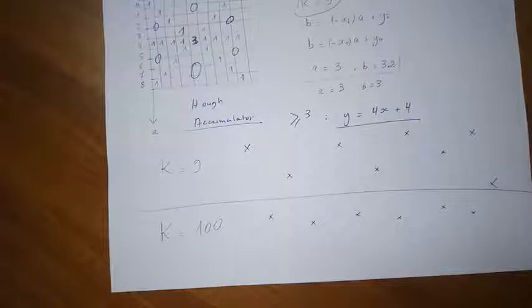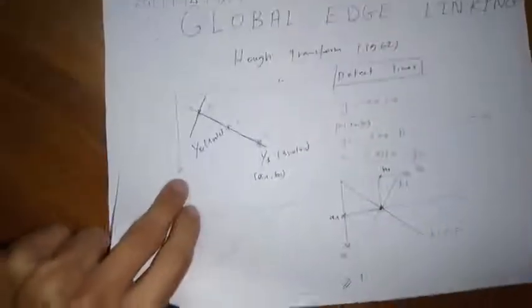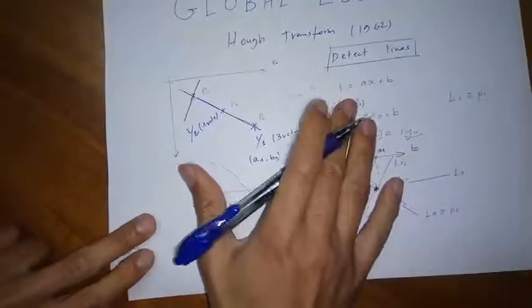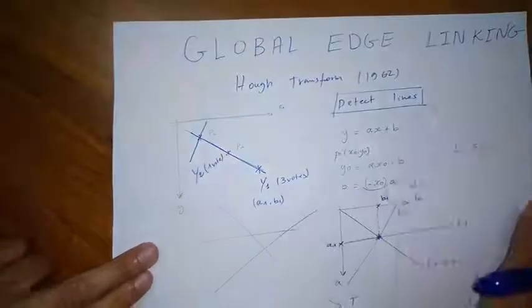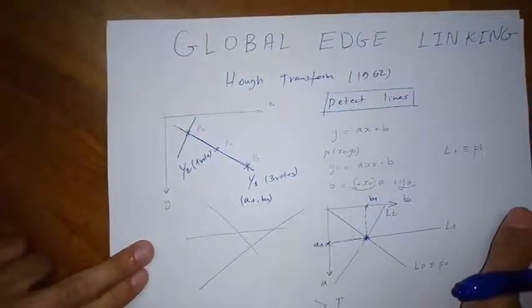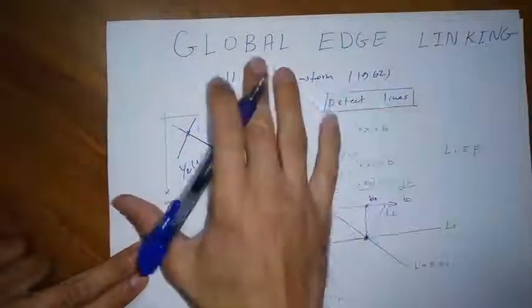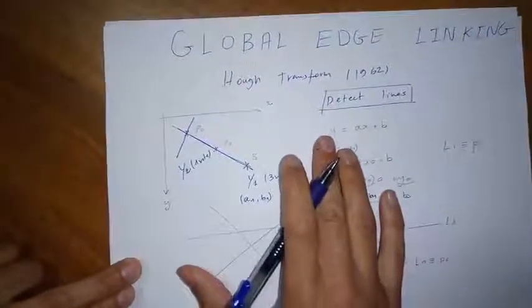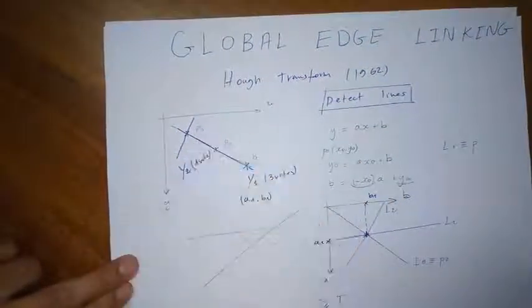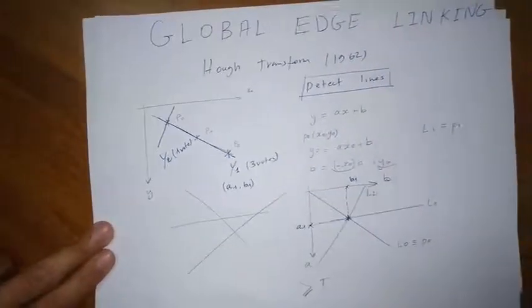Finally, one thing that I would like to mention is why this method is actually a global method. It is called global because we are evaluating collinearity of points on the entire image, on a global scale, not only in a given neighborhood as we did for the local method.